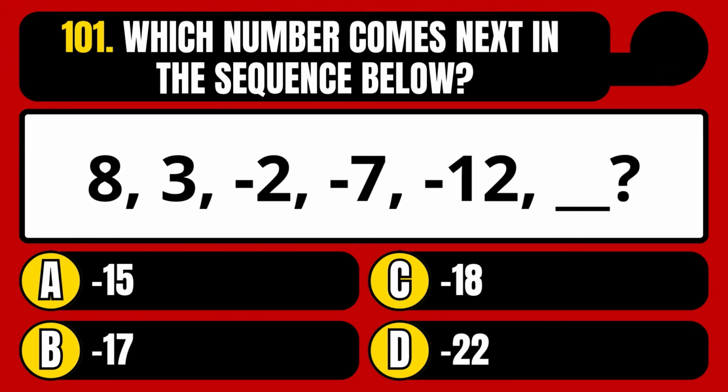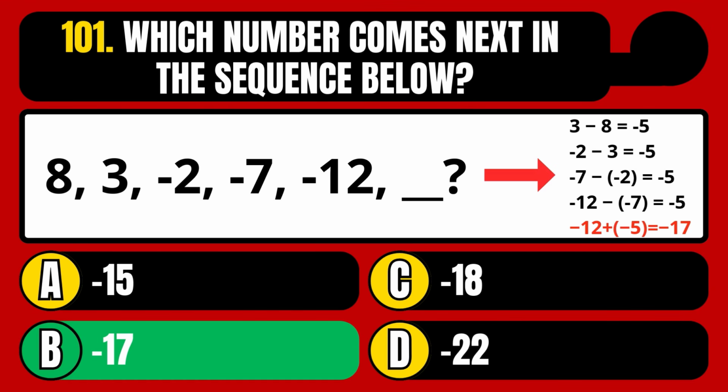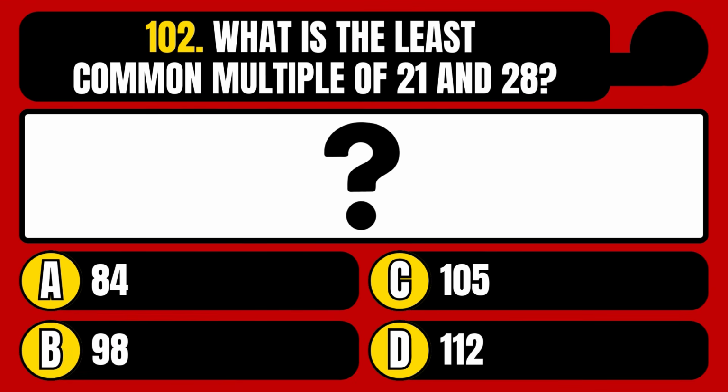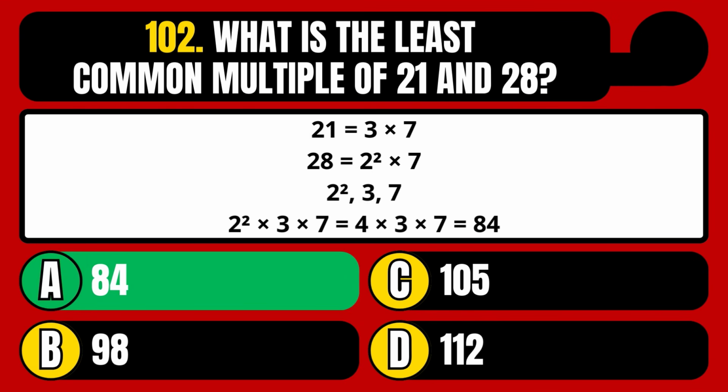Which number comes next in the sequence below? -15, -17, -18, or -22? The correct answer is option B, -17. What is the least common multiple of 21 and 28? 84, 98, 105, or 112? The correct answer is option A, 84.